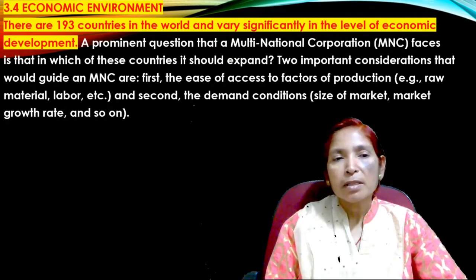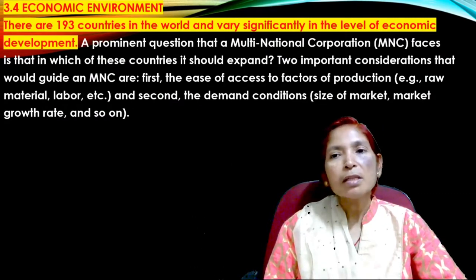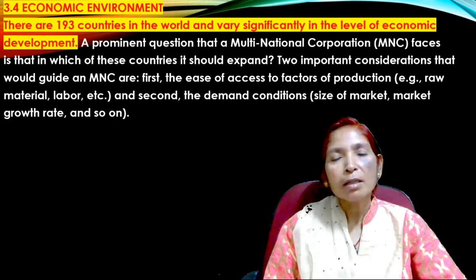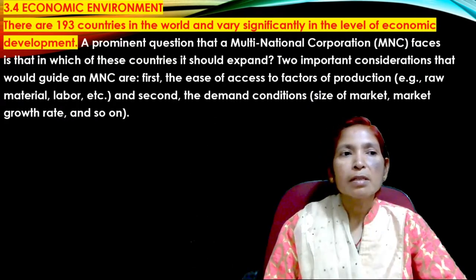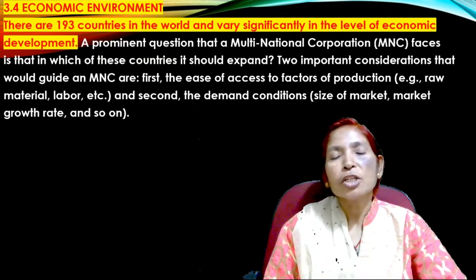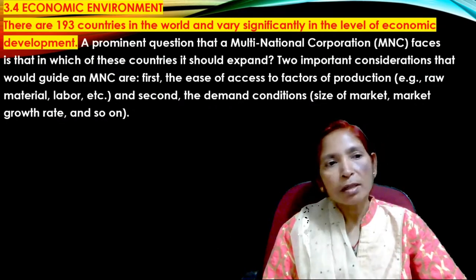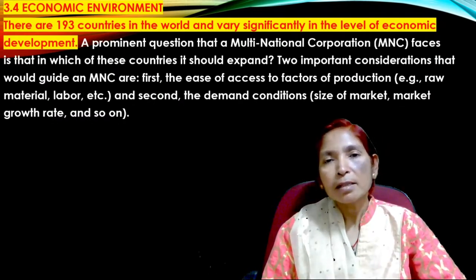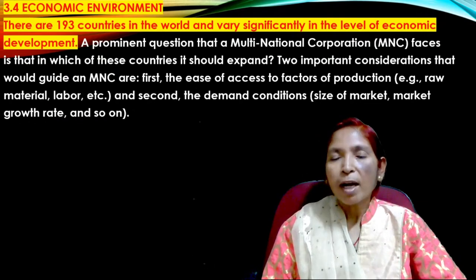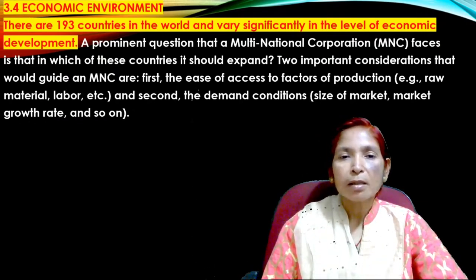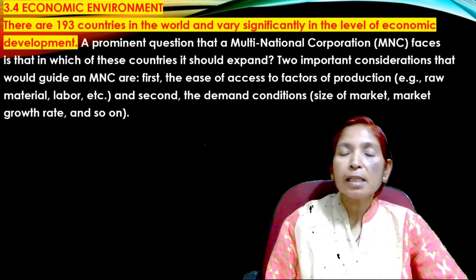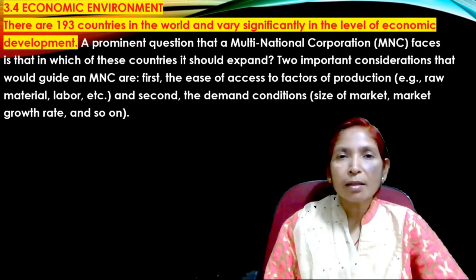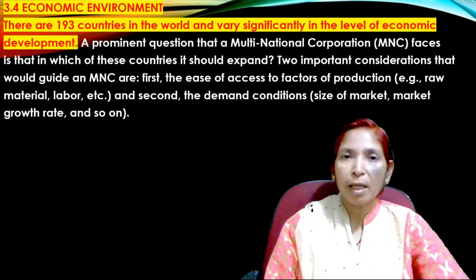Now, next is economic environment. You know that there are at present 193 countries in the world and they vary significantly in the level of economic development. A prominent question that multinational corporations (MNCs) face is in which of these countries they should expand. Two important considerations that would guide MNCs are: first is the ease of access to factors of production. Why do MNCs start their business in developing countries? If they feel that they can easily access all the factors of production necessary for doing business activities, then they can start their business activities in developing countries.